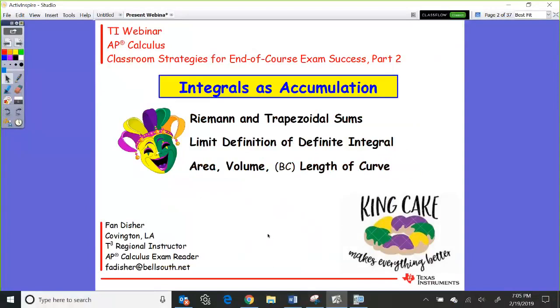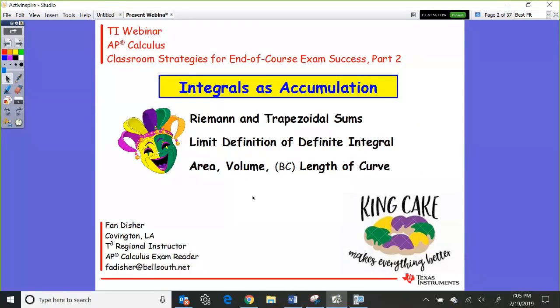There are three parts of accumulation I'd like to cover. We'll look at the Riemann sums, definitely the rectangles, and some trapezoidal sums. Then we'll look at a limit definition of the definite integral. In part one, we looked at the limit definition of derivative, and now we're going to the integral. And then we'll look at some area, volume, and length of curve.